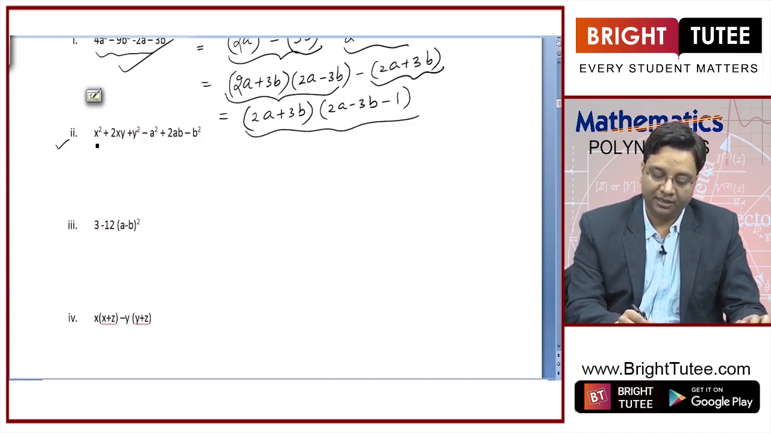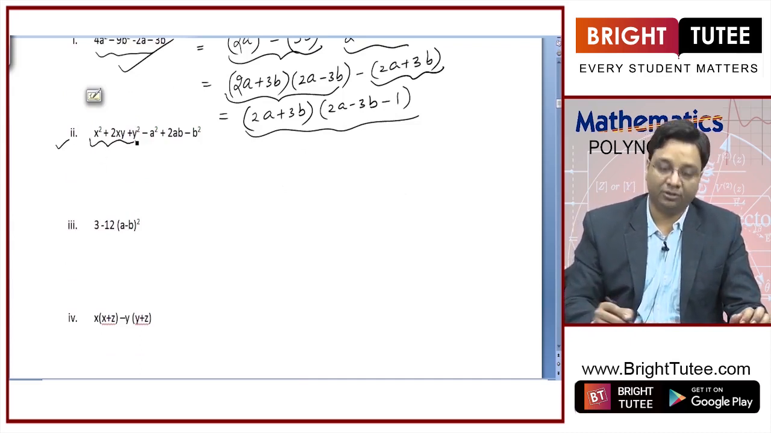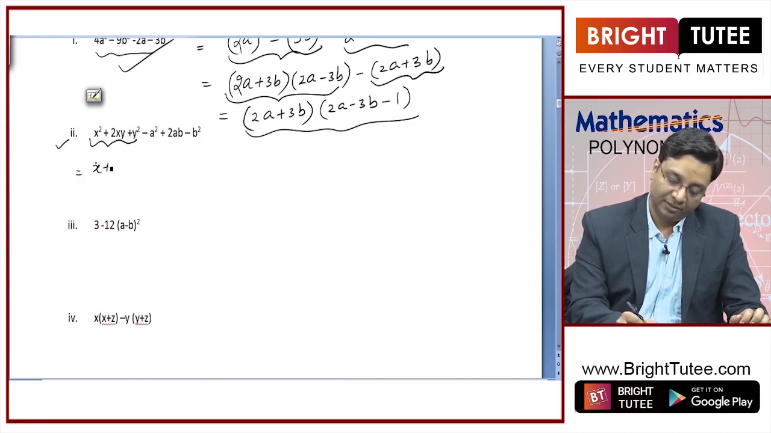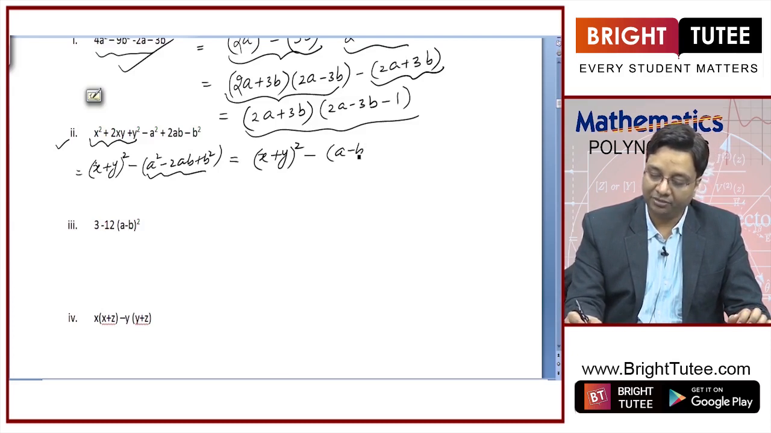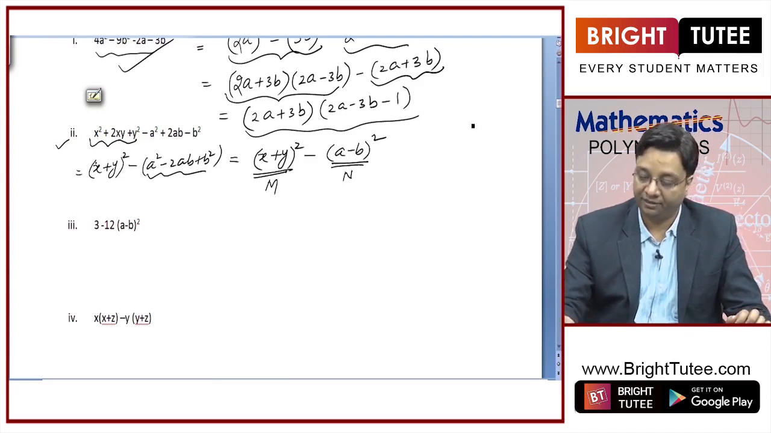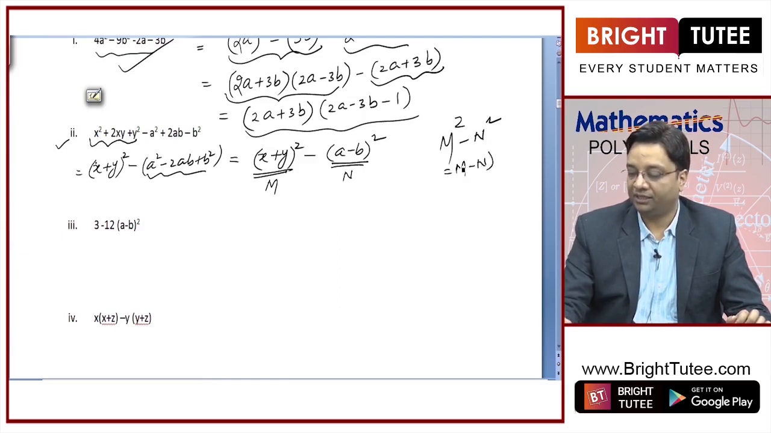In the second part, I can see that this is the expression for x plus y whole square. So x plus y whole squared, and if I take negative as common, this is a square minus 2ab plus b square, right, which is the expression for a minus b whole square. So x plus y whole squared minus a minus b whole square. So if I consider it, let us say m and this as n, the expression inside the bracket as m and n. So I can say m square minus n square, hence is equal to m minus n into m plus n.